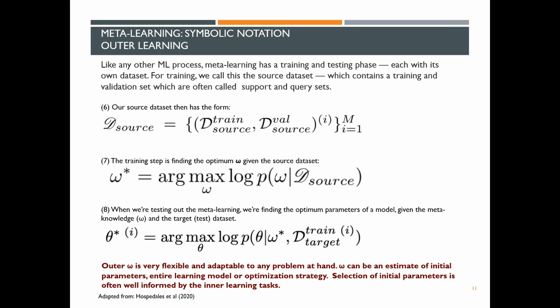And what I find so interesting, and why I've been kind of fascinated with meta learning, is that our example was optimizing hyperparameters, but we'll go into the different flavors and different ways you can do this. This meta knowledge is very flexible, and there's kind of no limit to the different things you can optimize for. We can think of this meta knowledge as being an estimate of initial parameters, so we're warm starting models, or we can think of it as an entire learning model or an optimization strategy in general.